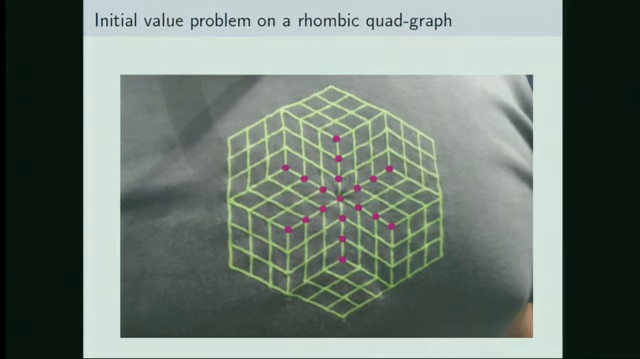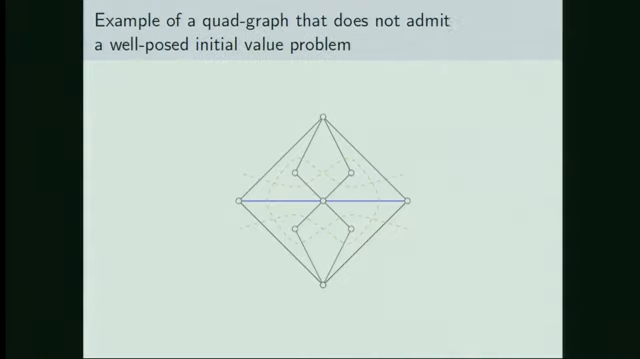Here's a nice t-shirt. Sometimes in real life you see some nice quad graph on a t-shirt, and there's an initial value. It's a rhombic quad graph, and here's an initial value problem for it.